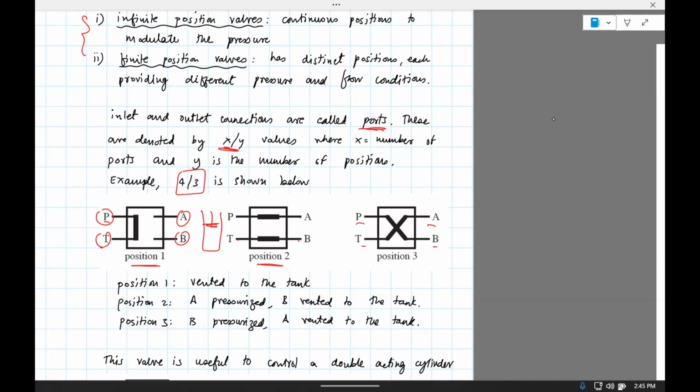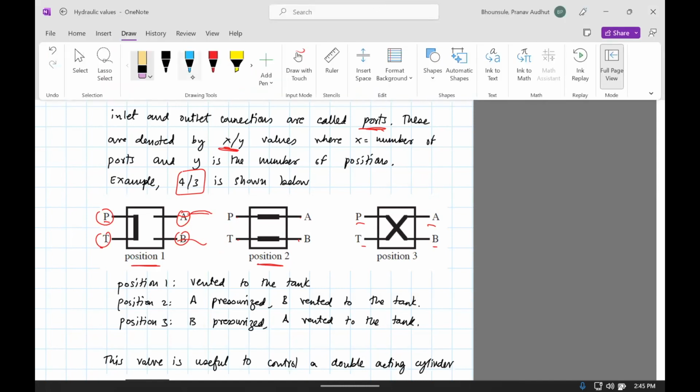If you connect P to T, it bypasses the cylinder. This is connected here, right? So if you connect P to T, that bypasses the cylinder, and you can just let the fluid go back to the tank. If you want to pressurize A, let me draw a better figure here.